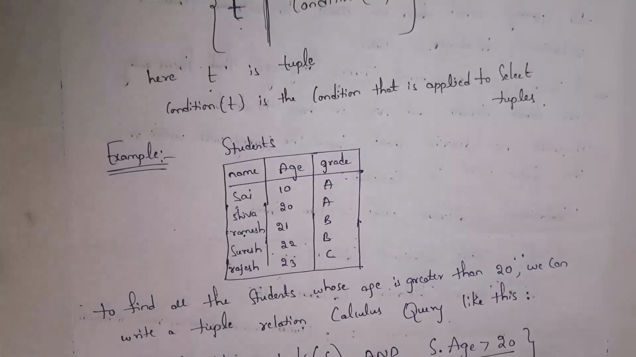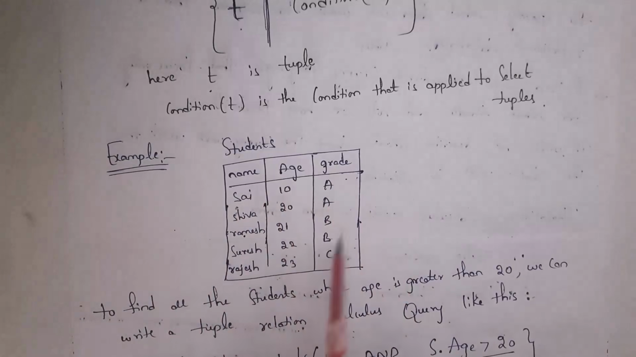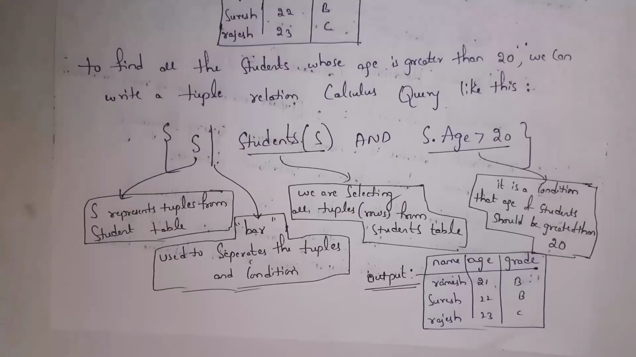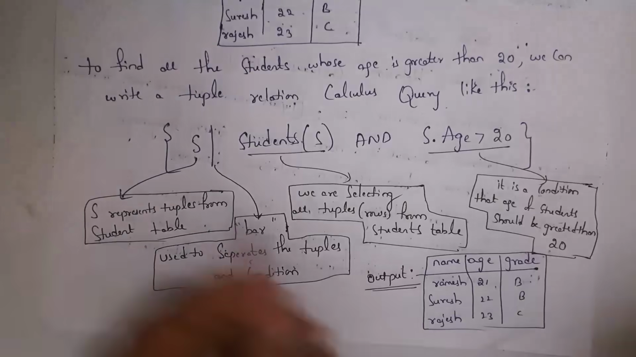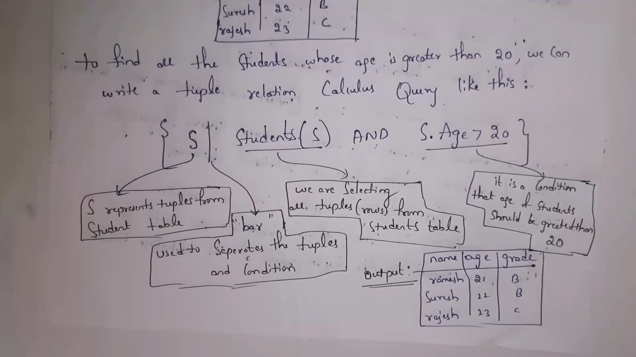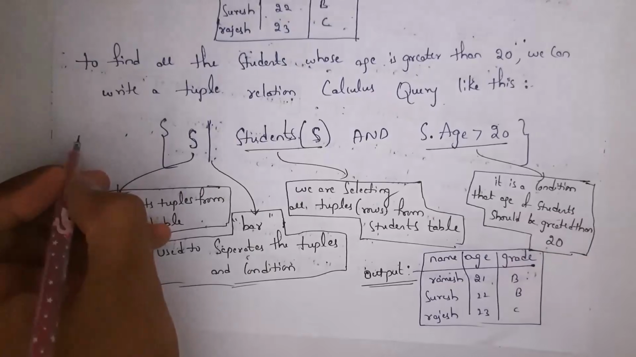Guys, just remember that tuple relational calculus will select the entire tuple as output. The entire tuple is nothing but the entire record. So it will display the name, age and grade of these 3 students, Ramesh, Suresh and Rajesh. Now I will write the relational calculus query for this. This is the relational calculus query. So open curly braces. Inside the curly braces, at first I wrote S. S is nothing but we are selecting complete tuples. So I just wrote S here. Guys, tuples are nothing but rows.